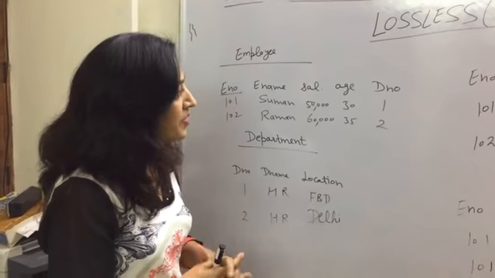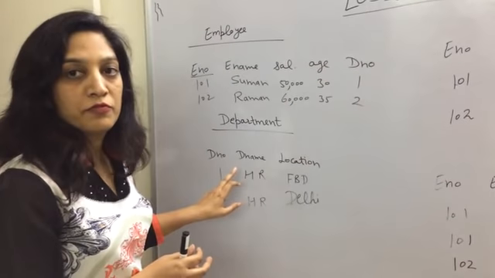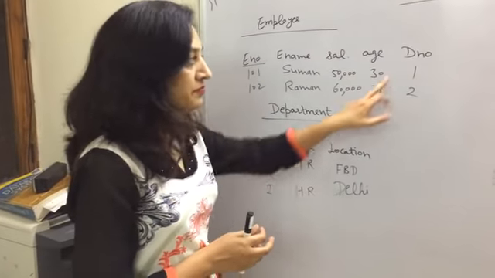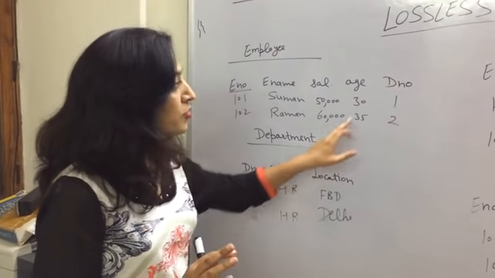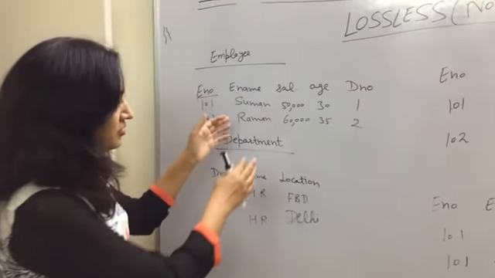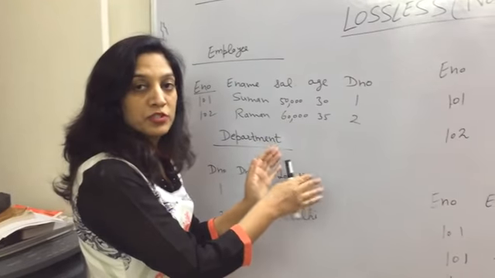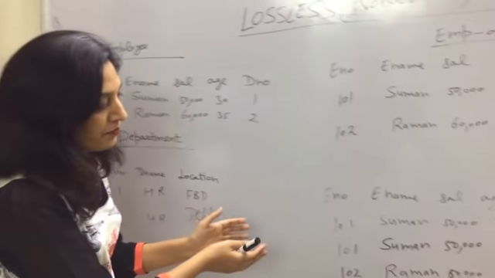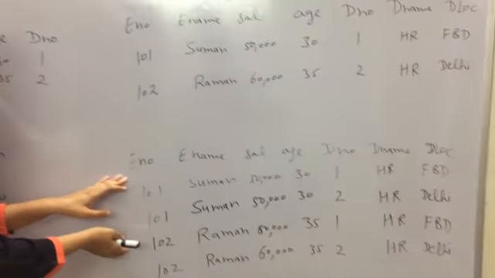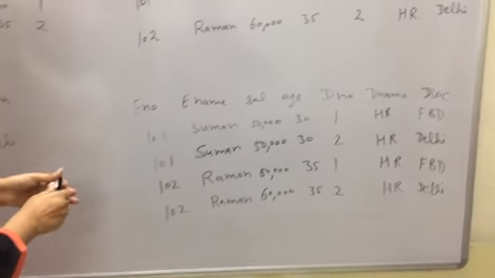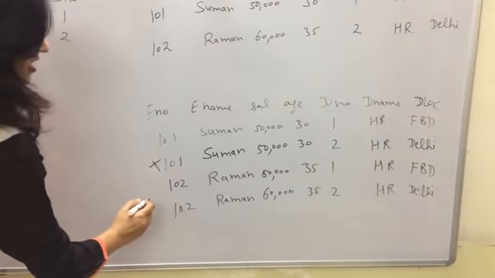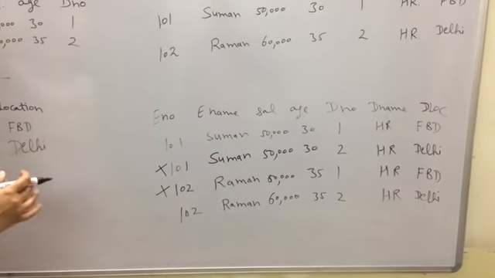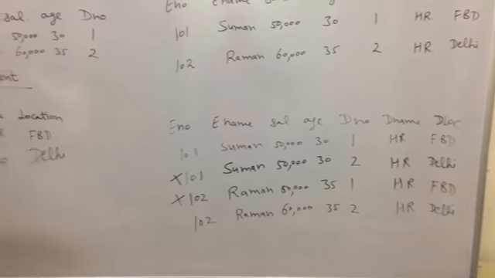Let's take another example. Instead of DNO, if I had put the common column DName, which is not the primary key in any of the relations, and then I join them back, I perform the natural join on them, then I will get these tuples. Here you will see that this tuple is wrong and this tuple is wrong. I am getting two fake tuples here.